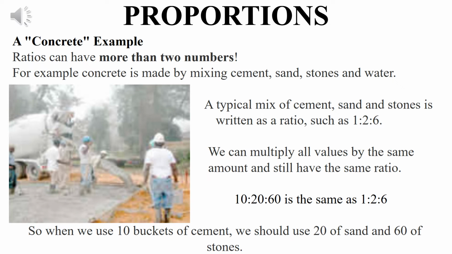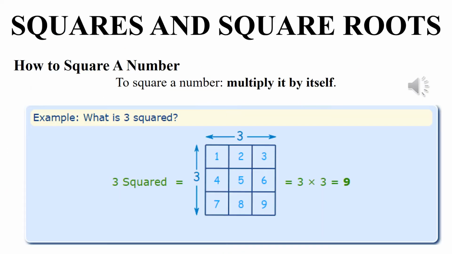A concrete example. Ratios can have more than two numbers. For example, concrete is made by mixing cement, sand, stones, and water. A typical mix of cement, sand, and stones is written as a ratio such as 1:2:6. We can multiply all values by the same amount and still have the same ratio. 10:20:60 is the same as 1:2:6. So when we use 10 buckets of cement, we should use 20 of sand and 60 of stones.